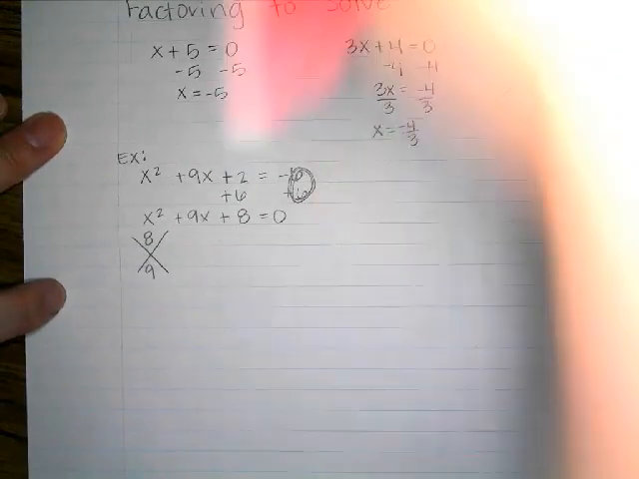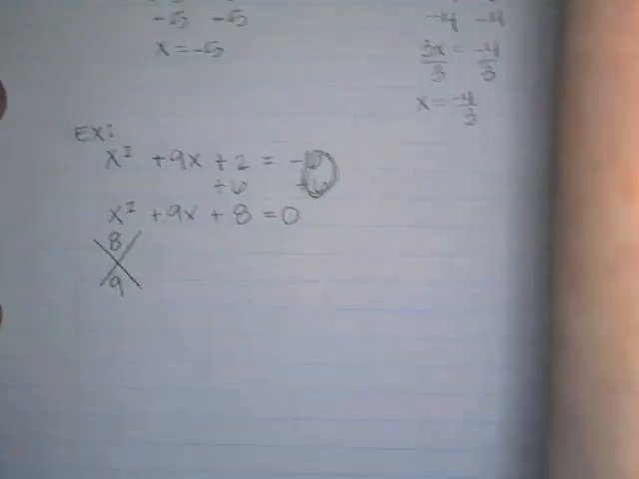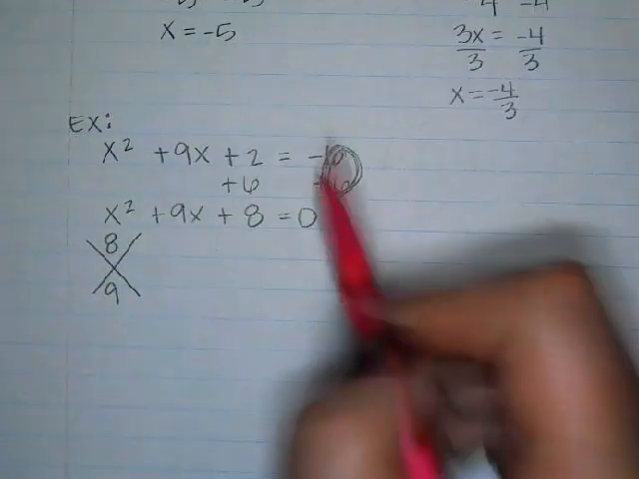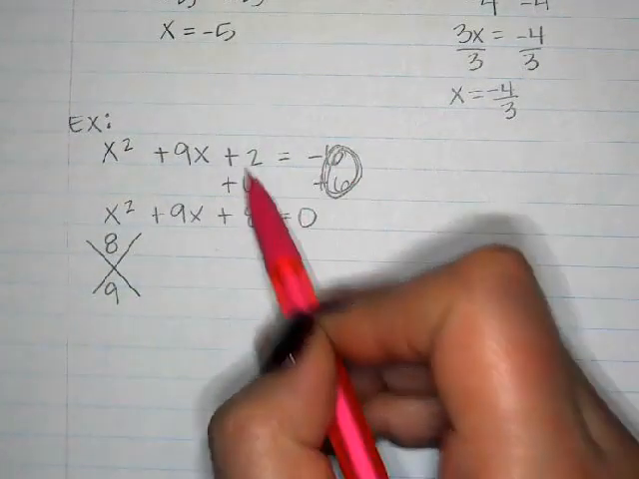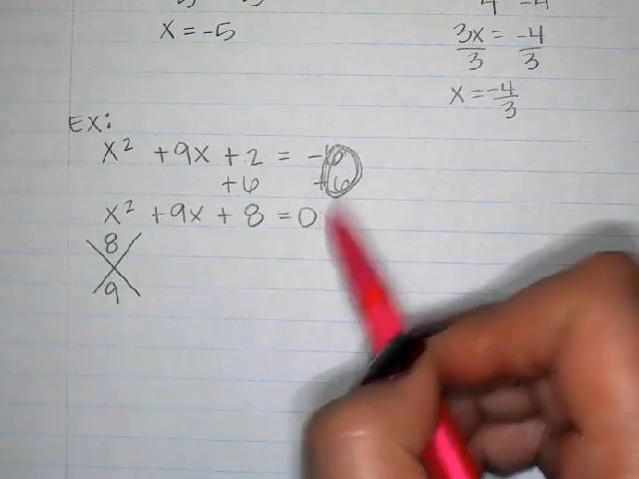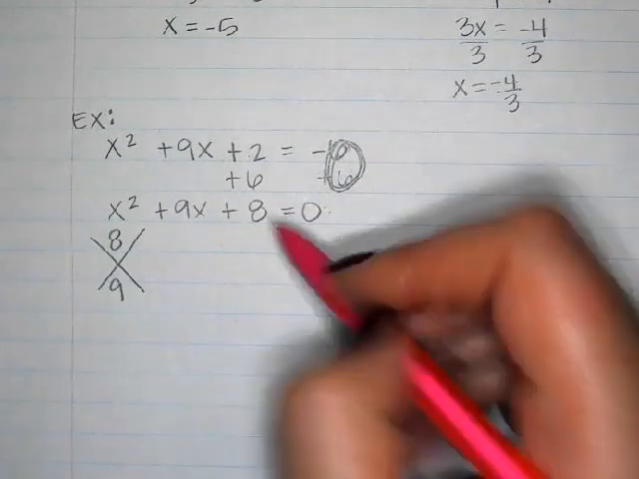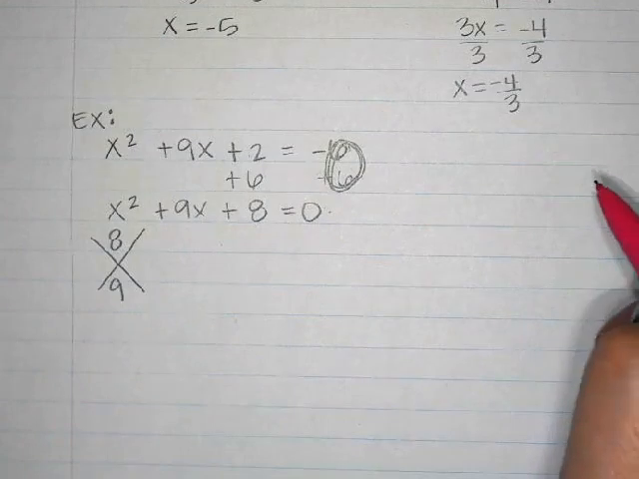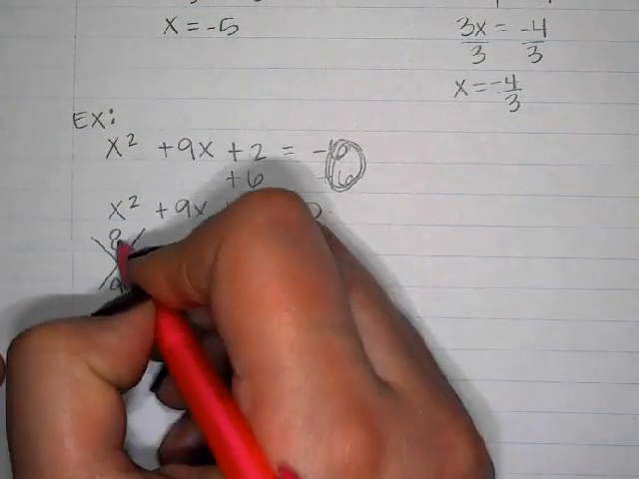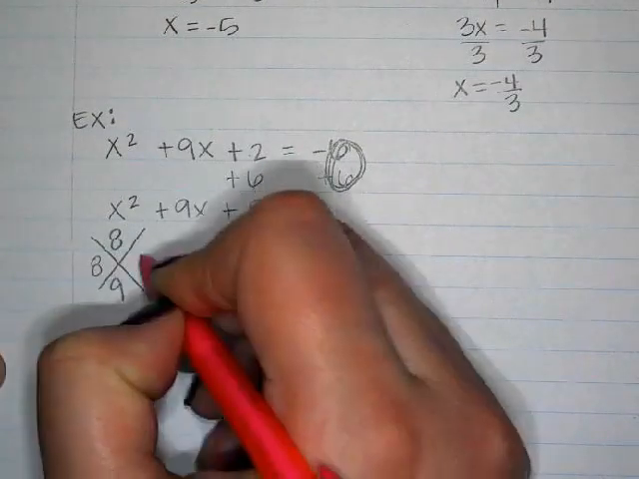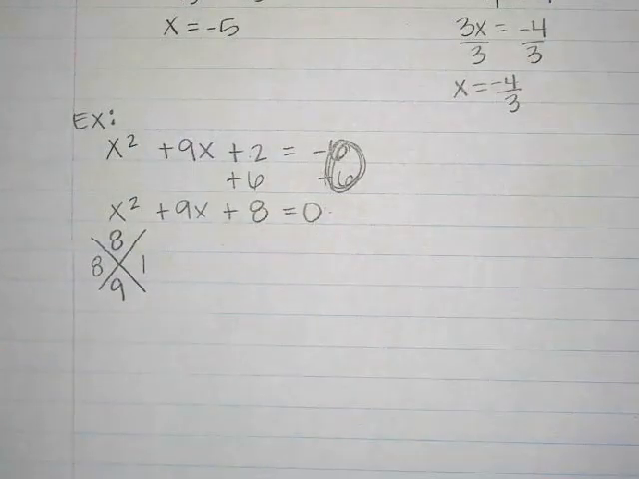My 6 was over here. I added it to the other side because I wanted it to equal 0. So I combined my like terms. 8 and 1. So the 2 numbers that multiply to 8 but add to 9 are 8 and 1. 8 times 1 is 8. 8 plus 1 is 9. Are we good so far?